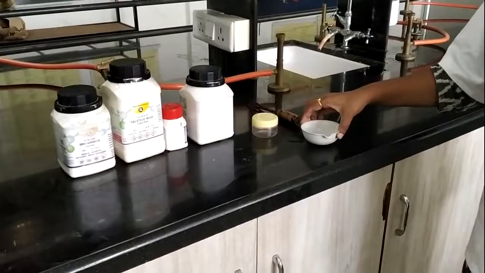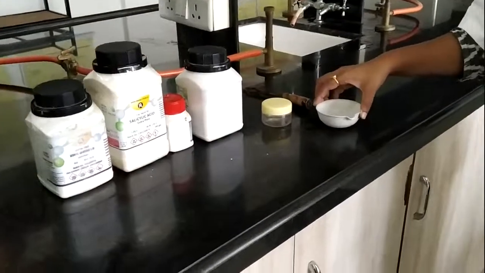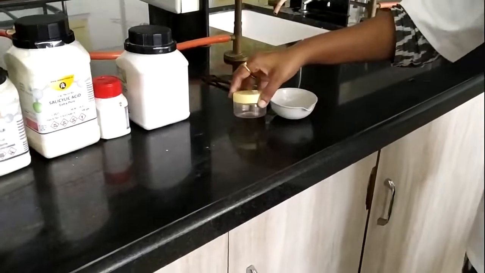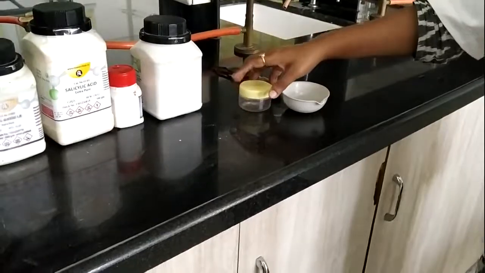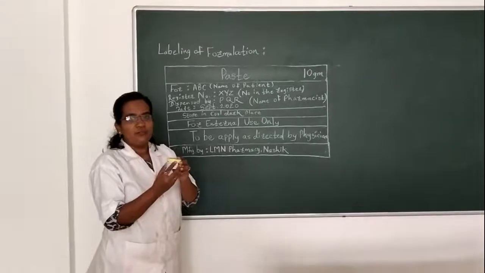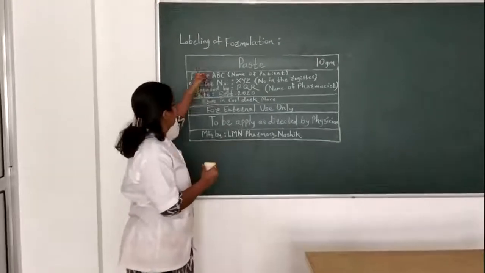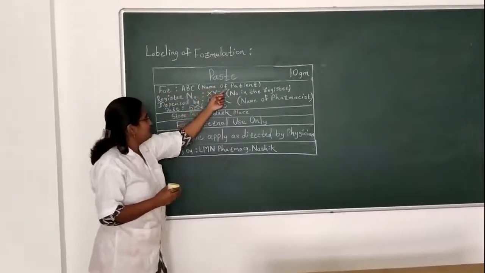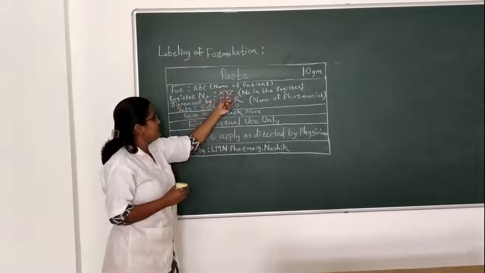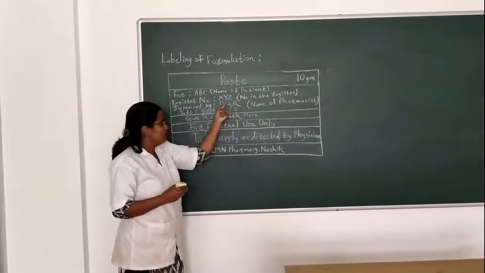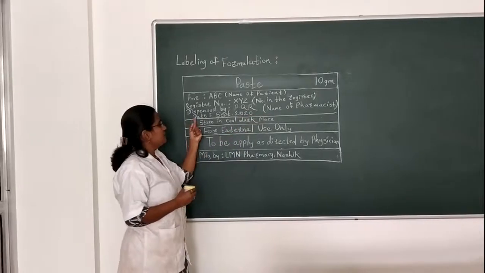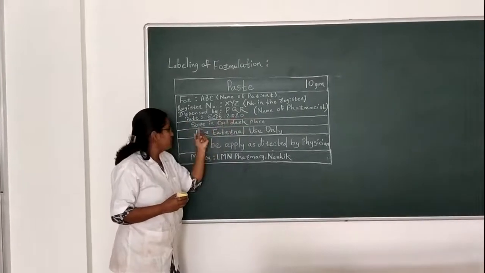Now as this paste formulation becomes cold, I am going to transfer it into this container and then we will proceed to the labeling part. Labeling of the formulation: paste 10 gram for ABC, that is the name of the patient. Register number is XYZ, that is the number given in the register. Dispensed by PQR, which is the name of the pharmacist. Manufacturing date is September 2020.